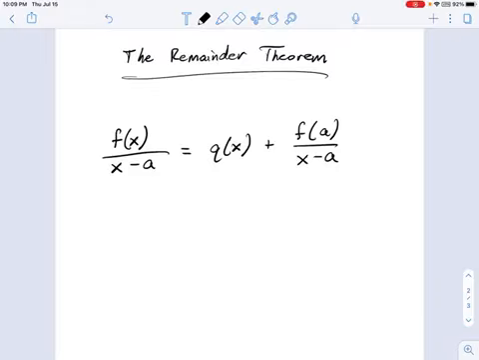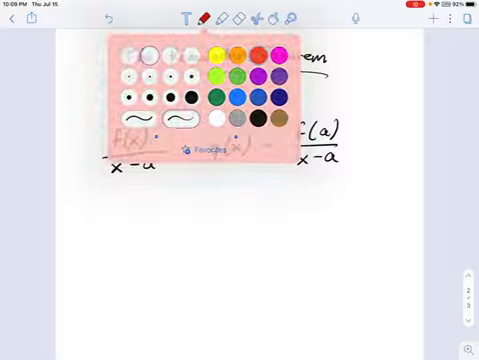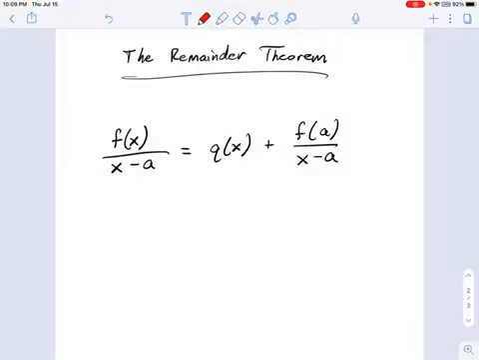So now we're going to go over something called the remainder theorem. And this is a pretty amazing theorem from like 2,000 years ago that says something that I think a lot of us take for granted. I'll use an example here. Let's say you have a number 10 and you divide it by 3. And I want to know what the answer is.